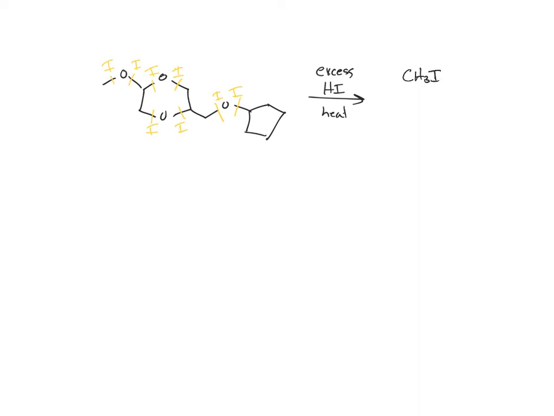One of the products is methyl iodide. So our products: this portion here contains 2 carbons. On one of those carbons are 2 iodides, and on another carbon is 1 iodide. The next portion is this guy here. That's 3 carbons, 1, 2, 3, with an iodide on each one of the carbons. Then finally, the last product is a cyclopentyl ring with an iodine.